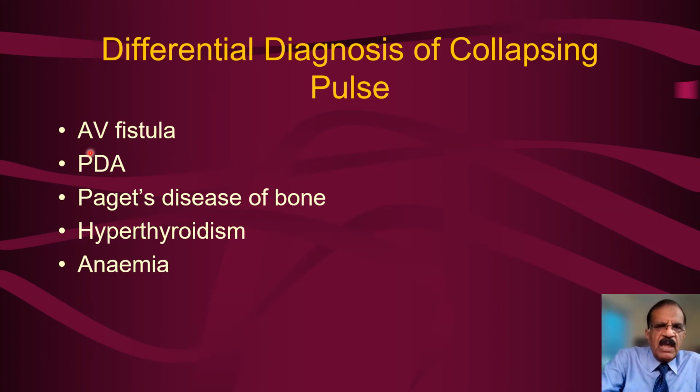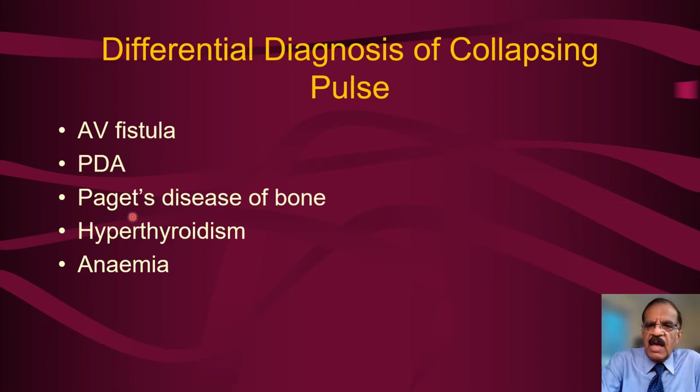AV fistula. It could be a congenital arteriovenous fistula, or more likely somebody has an arteriovenous fistula made for dialysis. Why so? Because normally from the arterial system, blood goes to the venous system only by passing through the capillaries, which takes some time. But if there is a free communication between artery and vein, blood will quickly go from the aorta, one of the branches of aorta, to the venous side. So it will produce the same hemodynamic effect as blood regurgitating back into the left ventricle.